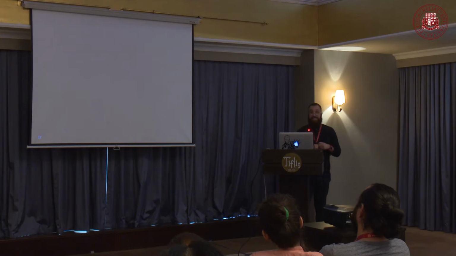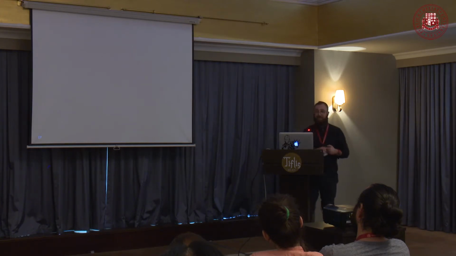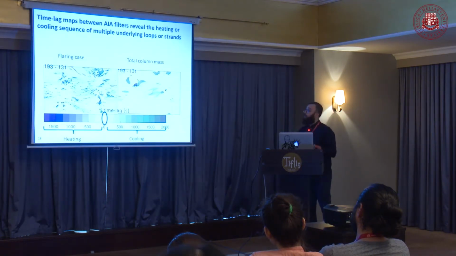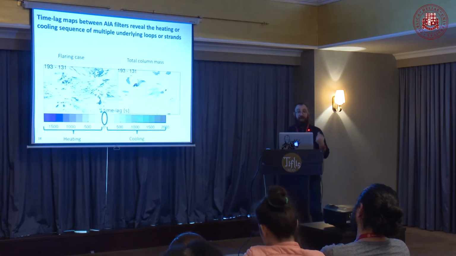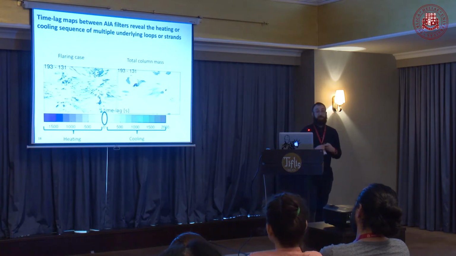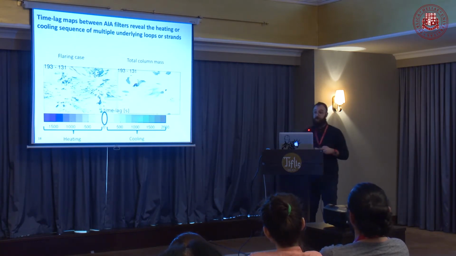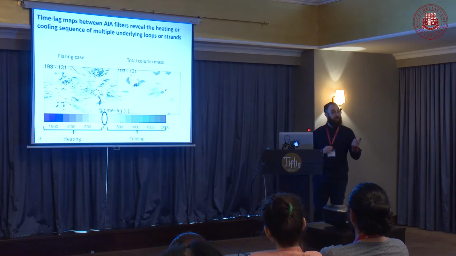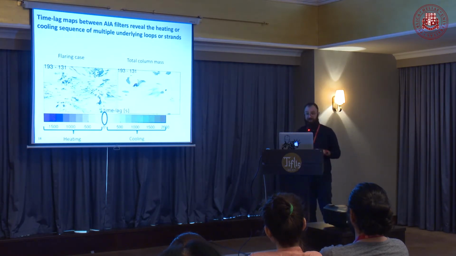Time lag maps are another tool we use in our analysis, and they are used to identify the cooling or heating sequences of radiated plasma as observed through different filters. This is an example of the time lag maps between these two specific IR filters, and we can see zero, positive and negative time lags. Zero time lags may actually be due to the overlap between the response functions of each IR filter.